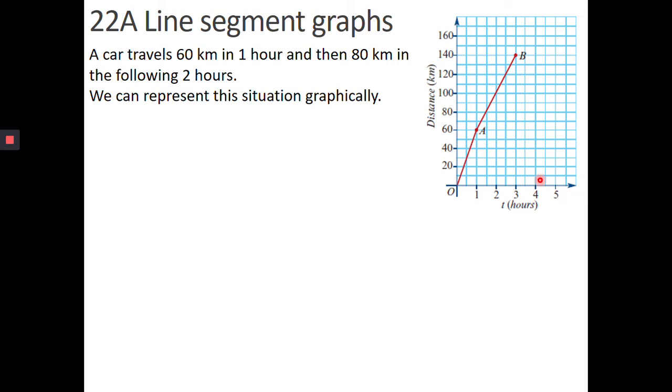So we've gone along to 5 hours, even though we only needed to go to 3 hours, so just a little bit of extra there. And we've gone up to 160, even though we only needed to go to 140. So always give yourself a little bit of extra either side of the graph.